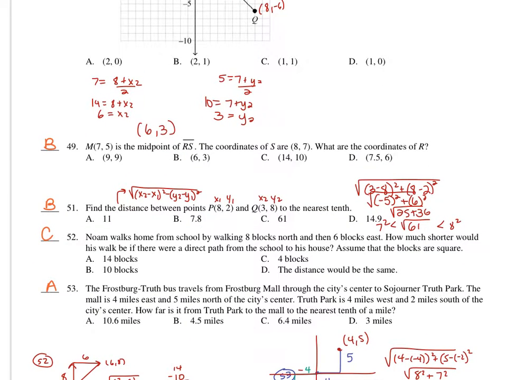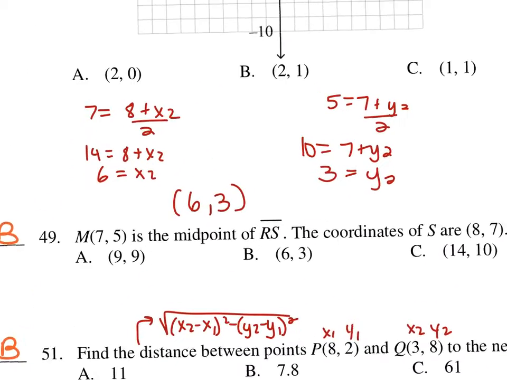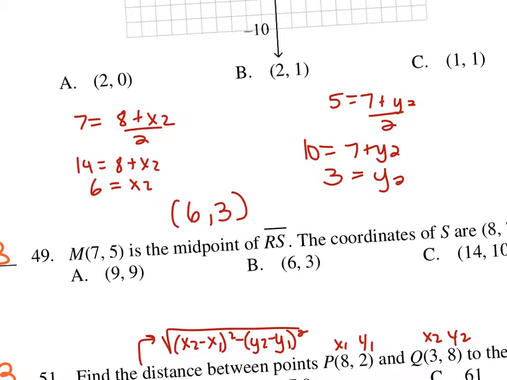49 is the midpoint, except that this time it gives you the midpoint and the coordinate of one of the endpoints. So this is where I have to split it. The work for this is here. I would have split this down the middle and said the x is on the left and the y is on the right. So the x coordinate of the midpoint equals x1 plus x2 over 2, and I end up getting that the x2 is 6. And the y coordinate of the midpoint is 5, so I get 5 equals y1 plus y2 over 2, and I end up with y is 3.